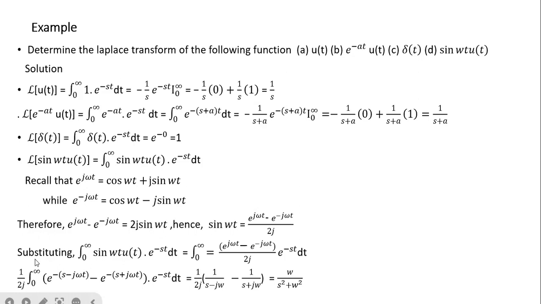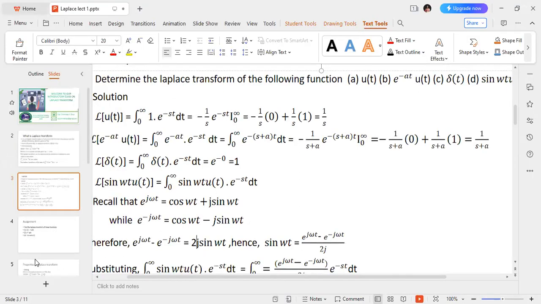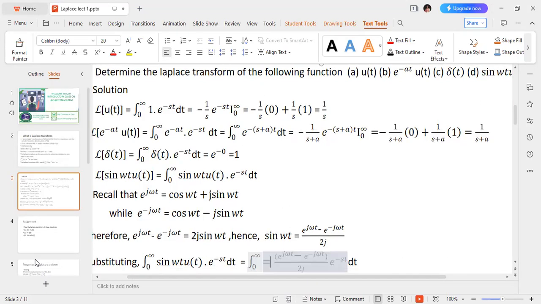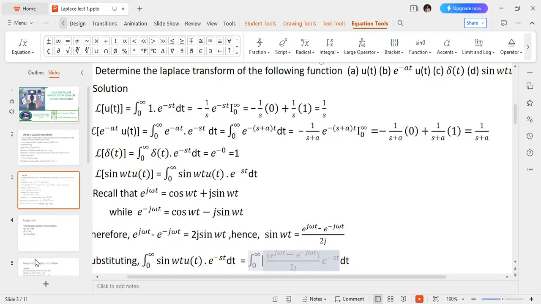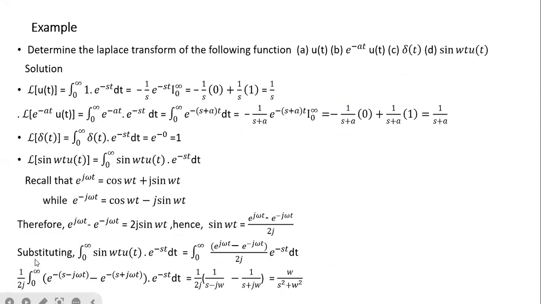So substituting, when we substitute for sine ωt, which is that, we're going to be having that. Okay, there's an error. Let's take away this equality sign here. It shouldn't be there. Yes, that equality sign shouldn't be there. Good. Okay, let's make progress. So you have that, this is substituting that, then you have this, and that.